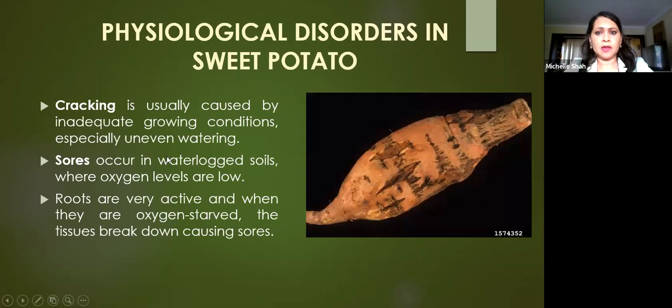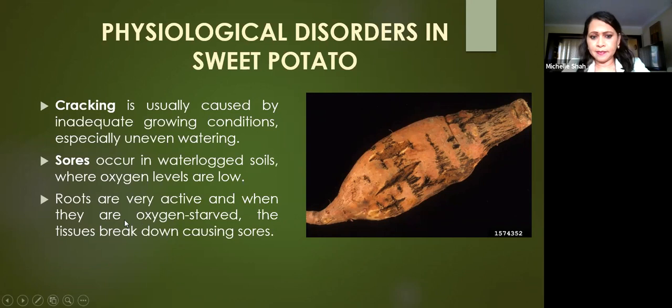The physiological disorders in the sweet potato: this diagram shows you cracking of the tuber. Cracking is caused by inadequate growing conditions and especially uneven watering. Sores can also occur on the tuber. These occur in waterlogged soils where oxygen levels are low. Roots are very active, and when they are oxygen starved, the tissues break down, causing sores.